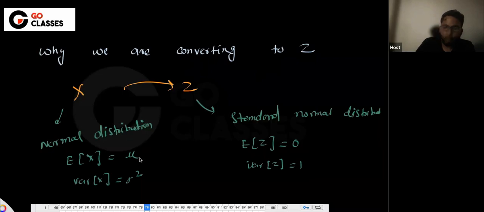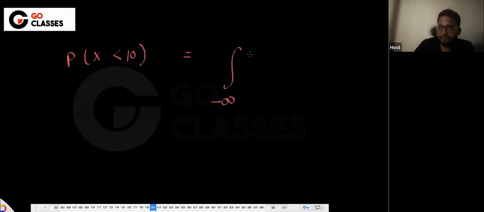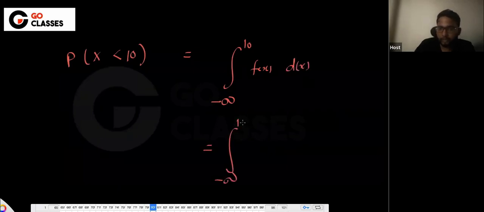Basically, let's suppose you do not convert, and suppose they ask you the probability that X is less than 10. Then how will you calculate? You will calculate the integral from minus infinity to 10 of f(x) dx, right? And then you will put the formula in. Let's suppose mean is 3, variance is 4.